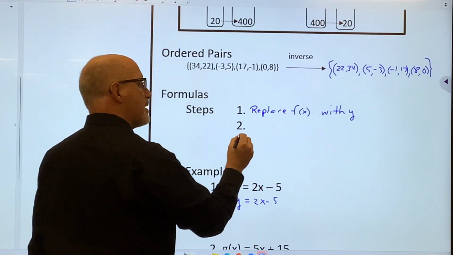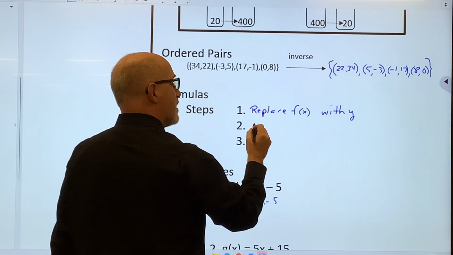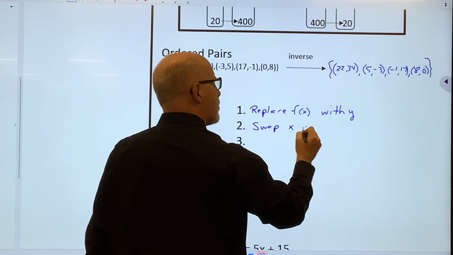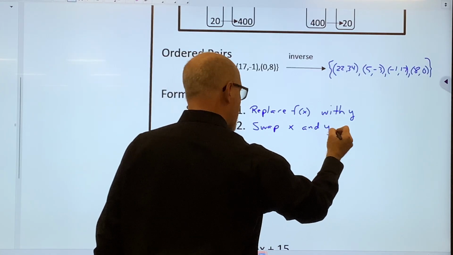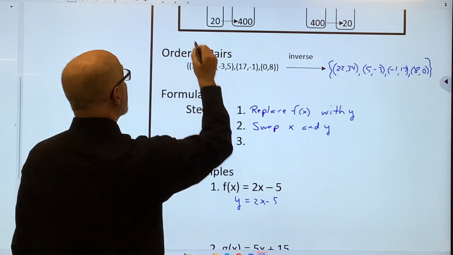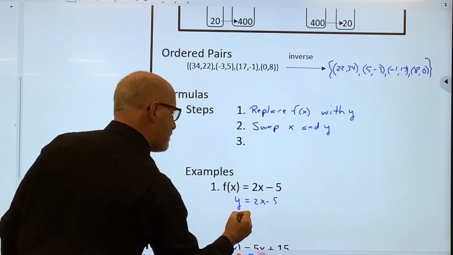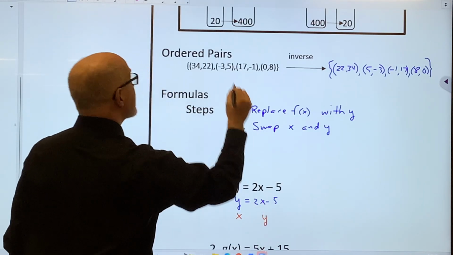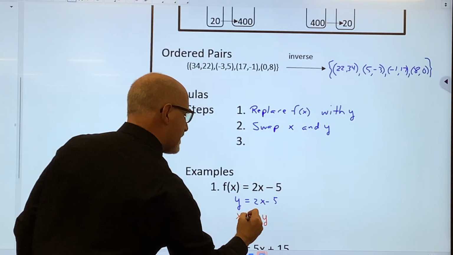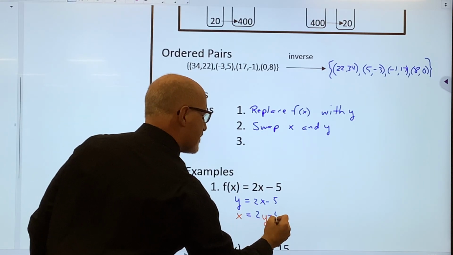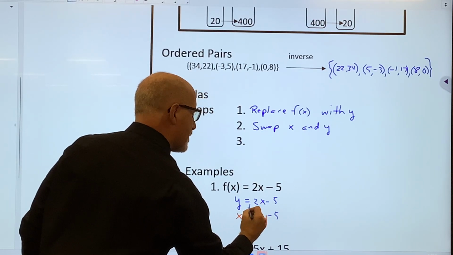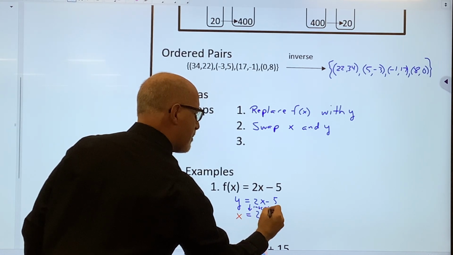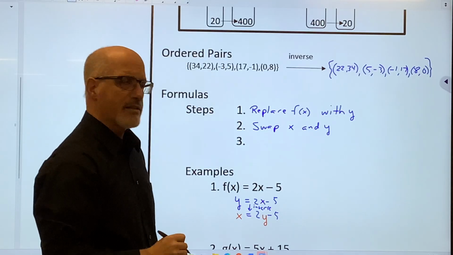The second step is we're going to do like our inverse tells us, we're going to swap x and y. So notice what I'm going to do here is I'm going to have x be where the y is, and I'm going to have y be where the x is. So I'm going to have x equal to 2y minus 5. They swap places. I'm going to put a little arrow here because this is where I do the inverse step. I have them swap places.